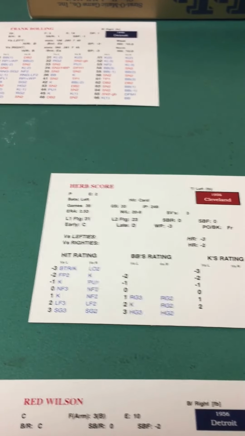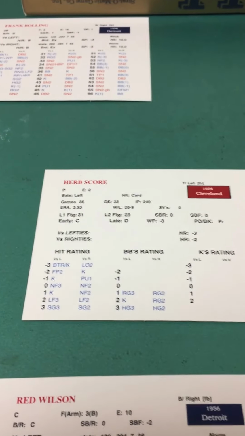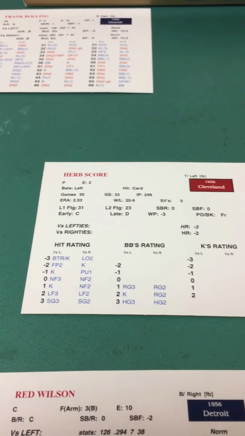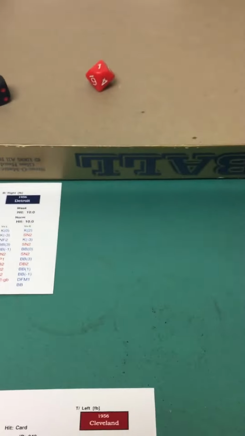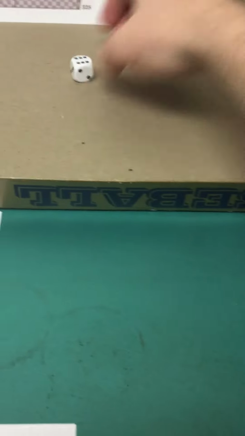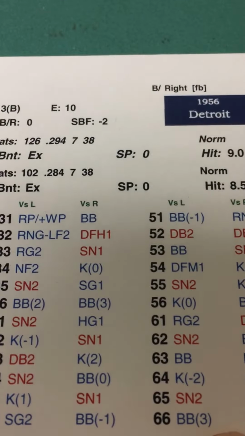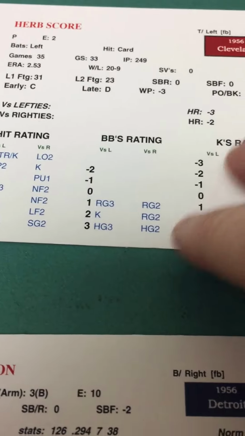So here we have the catcher, Red Wilson, up, 2 outs, runner in scoring position. You might consider intentionally walking him to get to the pitcher, but it's Herb Score. We'll let him pitch to him. Gets a 1 on his air die here. So I'll roll the dice, and 66 with a 3. 66 is a walk 3. We look up here, and versus righties, it's an HG2.